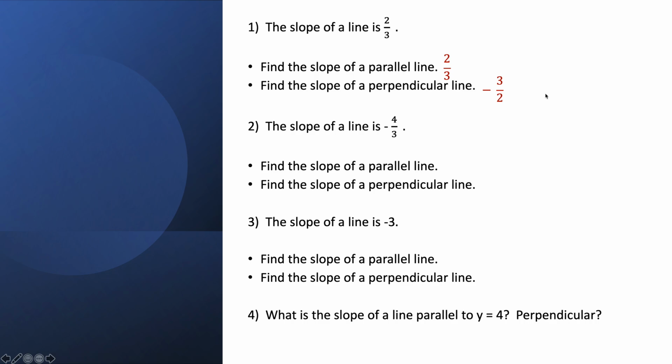So when you do the perpendicular line, you always negate. If the original line is a positive slope, you're going to get a negative. If the original line is a negative slope, you're going to get a positive, and you always flip the fraction, okay? So if the original slope was 5/7, you're going to get -7/5. And if it was -5/7, you're going to get +7/5. Okay, so try number 2, a little stop and start.